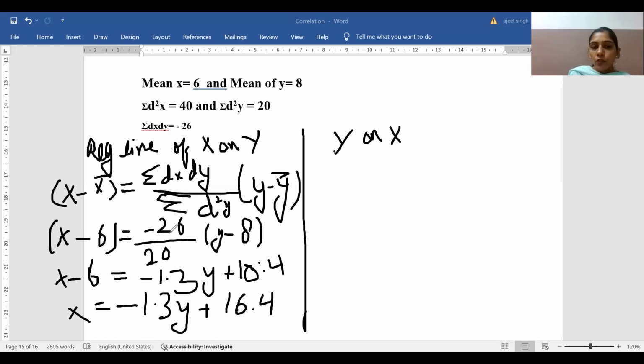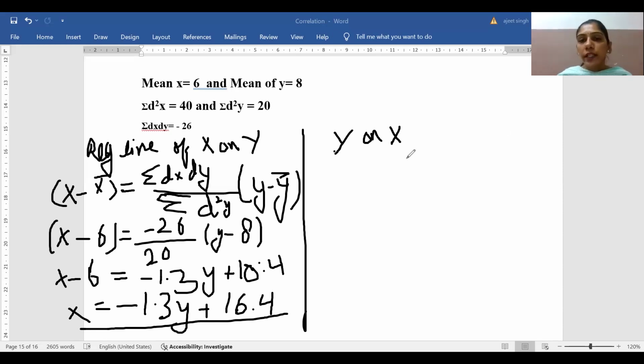When we divide minus 26 by 20, the answer is minus 1.3. Okay, so we multiply minus 1.3 by y and minus 8. So it will come minus 1.3y, and minus minus plus 10.4. After that, what we have done, we have taken this 6 towards the opposite side of the equal sign. So x is equal to minus 1.3y plus 16.4. So this is the regression equation for x on y.